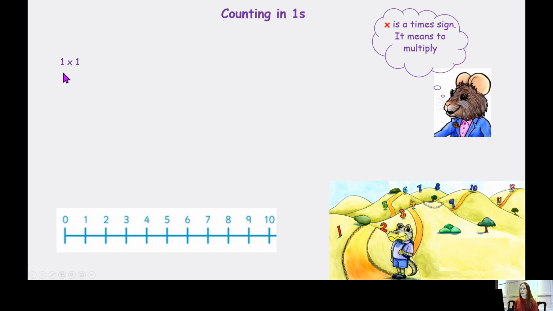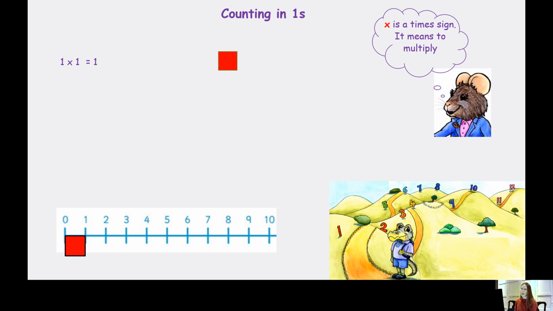So the answer to 1 times 1, what that really means is 1 lot of 1. So we're saying it's just equal to 1 lot of 1. And if I add a 1 lot of 1 onto my number line here as well at the bottom, you can see we get to the answer of 1.